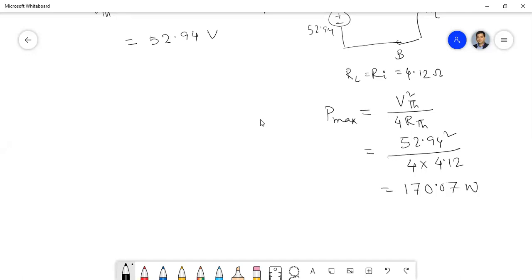Okay, the next thing that I will discuss today is the star delta transformation. That is another important thing.